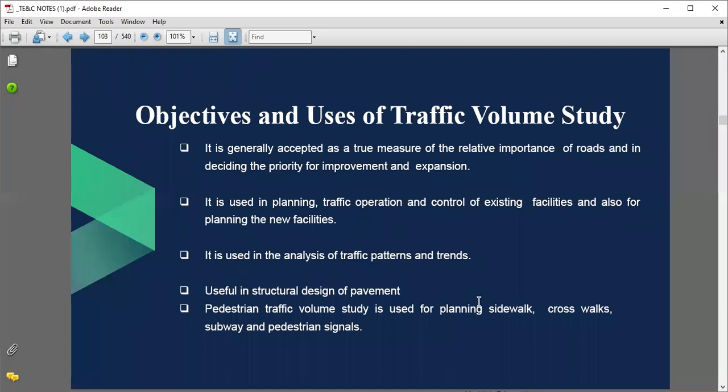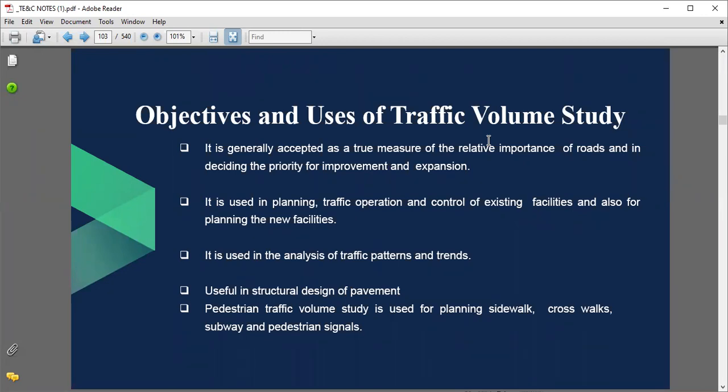Next one is the objectives of the traffic volume study. So why go for this traffic volume study? We'll understand here. It is generally accepted as a true measure of the relative importance of roads and in deciding the priority for improvement and expansion.